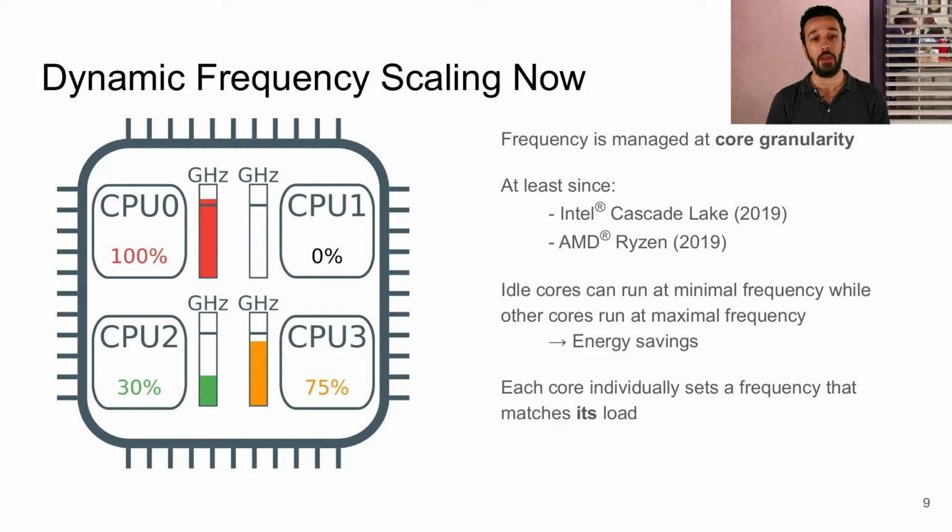Even when most cores are running, per-core frequency scaling is beneficial. Each core is now able to use a frequency that matches its current load. This offers the ability to make a compromise between performance and energy savings.